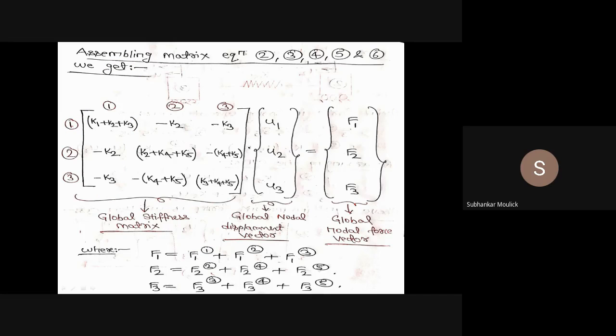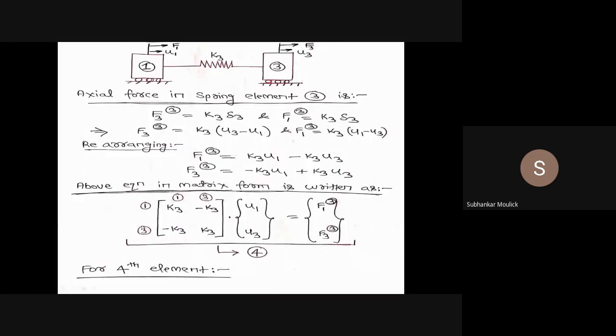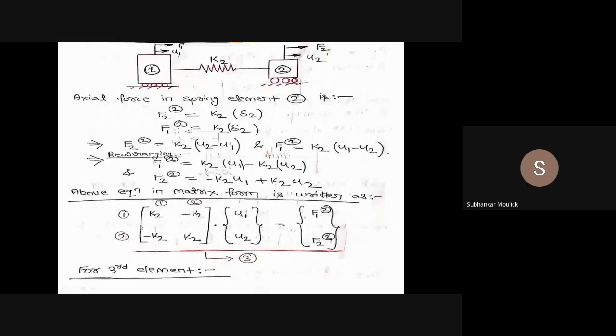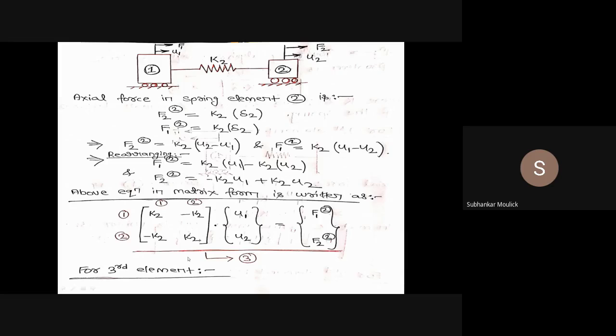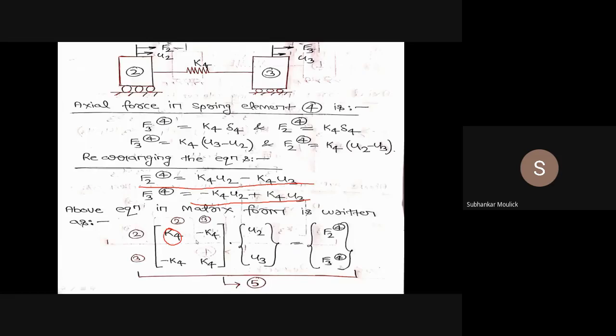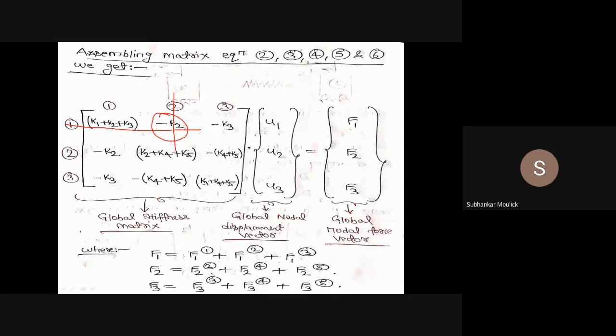Similarly, next I need to evaluate the first row and the second column, that means this value. So again I have to check from the algebraic equations of each and every element which one is having this first row and second column value. So let us check. I will not use equation number 2 because there is no first row and second column. Equation number 3, yes, it is present. First row, second column, value is minus K2. So you can write over here minus K2.